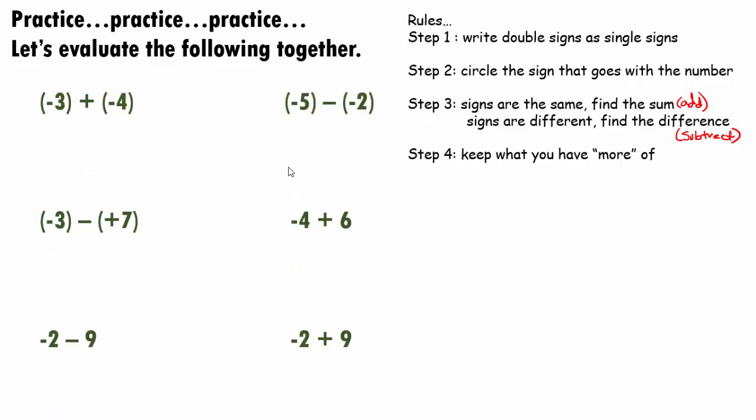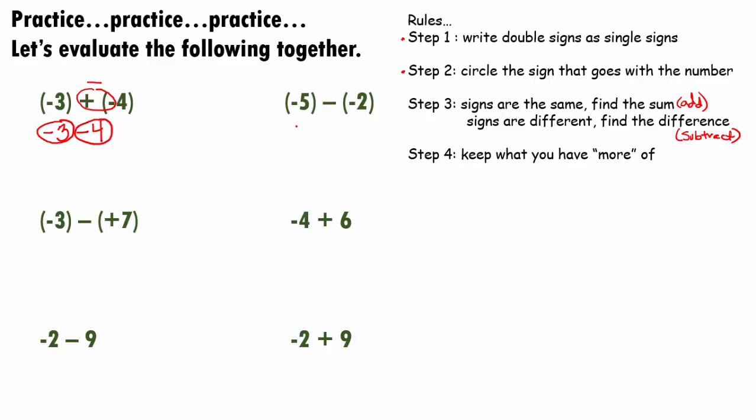Let's do negative 3 plus a negative 4. My first step is rewrite double signs as a single sign. Plus a negative becomes minus. So I rewrite this as negative 3 minus 4. Hopefully you've done that. Then we're going to circle the sign that goes with the number. You just circle the sign right in front of the number. So that minus goes with the 3. That minus goes with the 4.